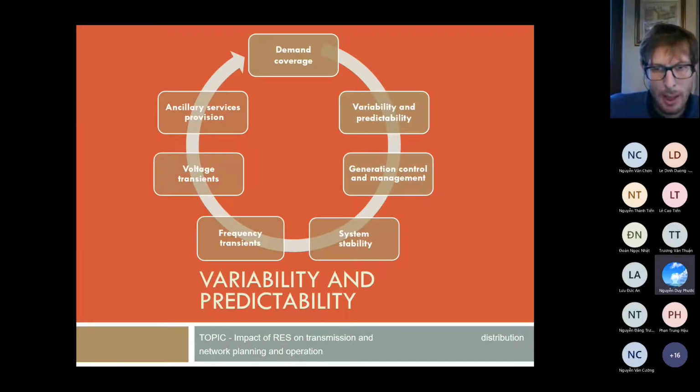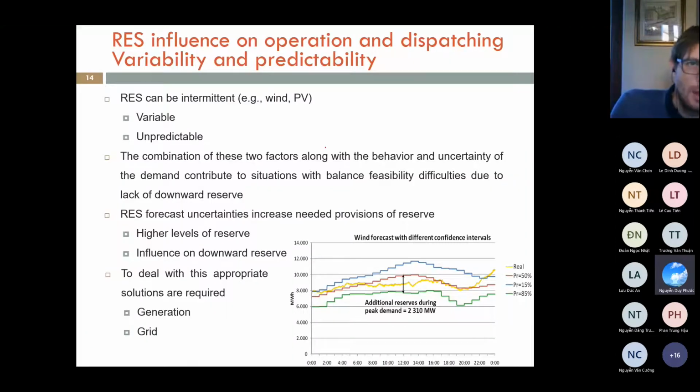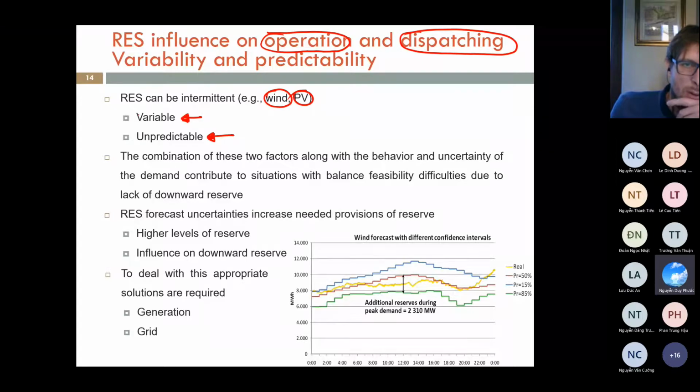The second issue is variability and predictability. The renewable energy sources influence the operation and the dispatching because they are variable and unpredictable. Especially wind and PV are very variable within, let's say, days, weeks, and seasons, and also unpredictable. As I told you already, there is the combination of the variability and unpredictability of RES with the uncertainty of the demand, because also the demand is a little bit variable and unpredictable.